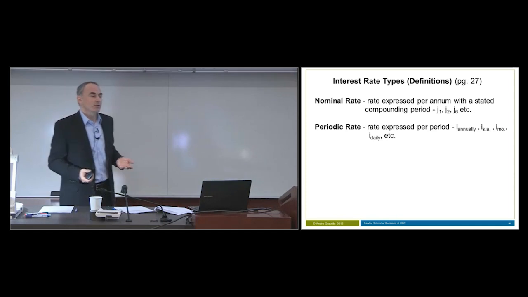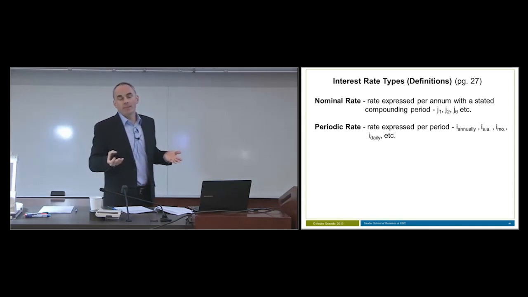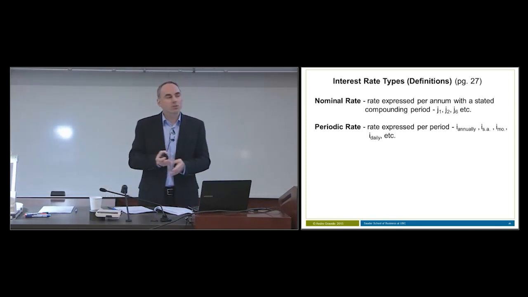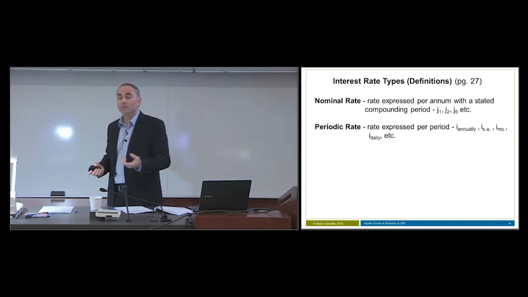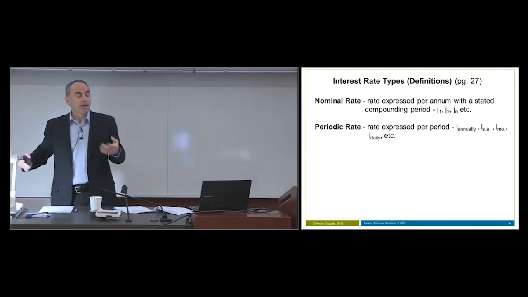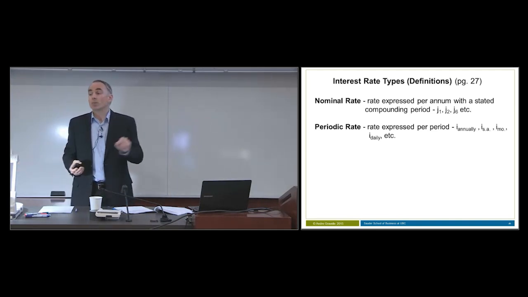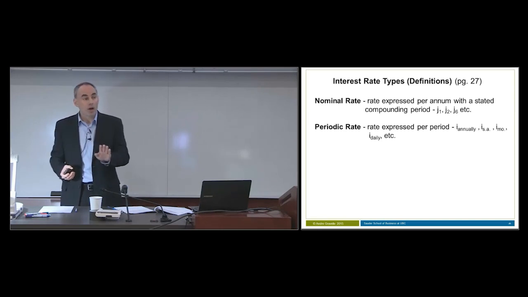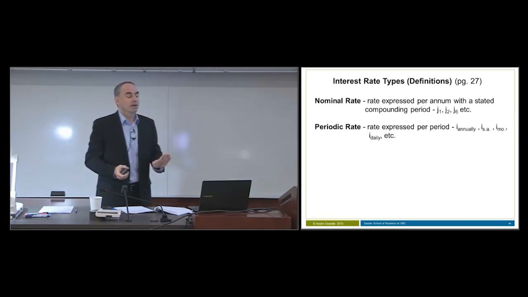The other kind of interest rate is a periodic rate. And a periodic rate is just what it sounds like. It's a rate for one period. And that one period can be a day, it can be a week, it can be a month, it can be a quarter, or it can even be a year. Now, periodic rates are expressed with a small i. So whenever you see a small i, that's a periodic rate.